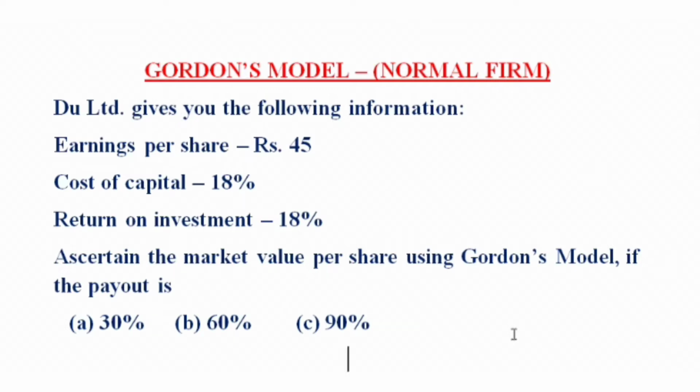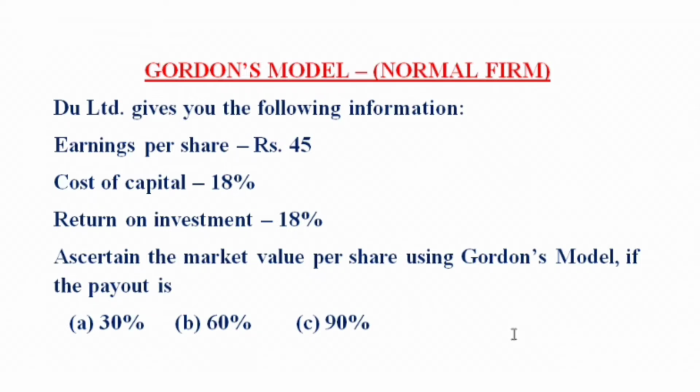So if the payout ratio is 30 percentage, automatically the remaining portion of the 100% is 70. So the retention ratio is 70 percentage. For a 60% payout ratio, the retention ratio will be 40 percentage. And for a 90% payout ratio, the remaining 10% will be the retention ratio. With these payout ratios, we are going to find out the market price per share.